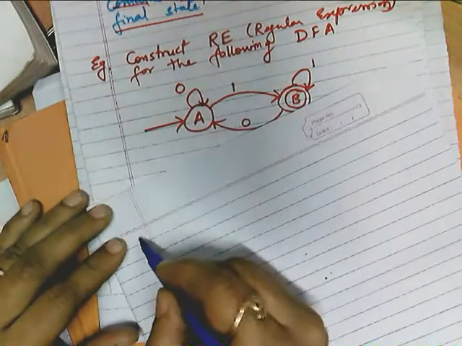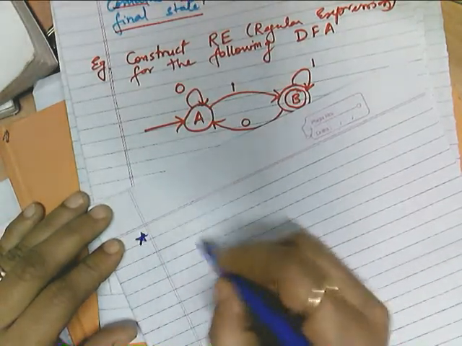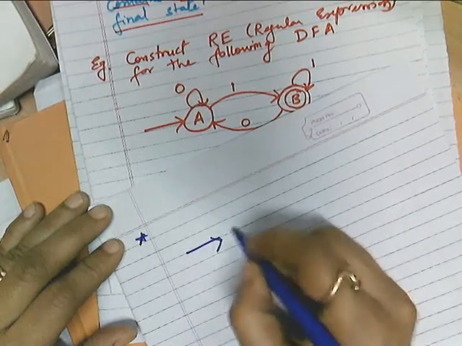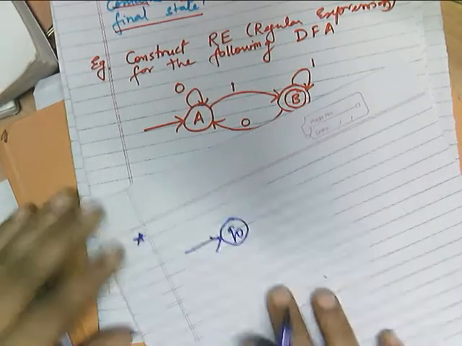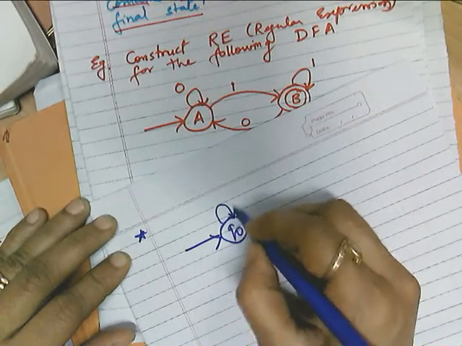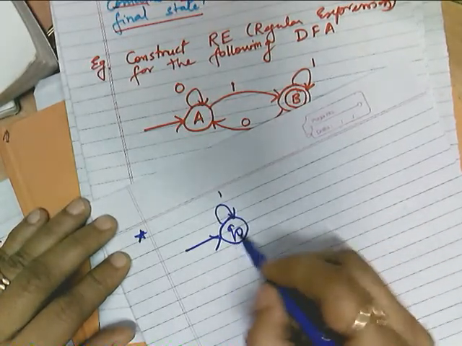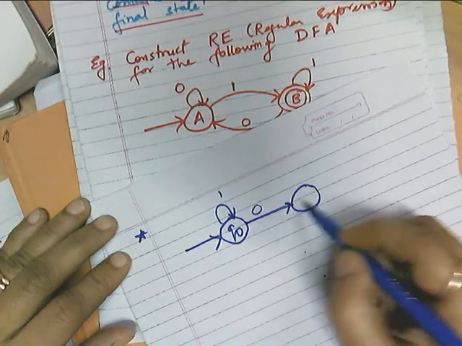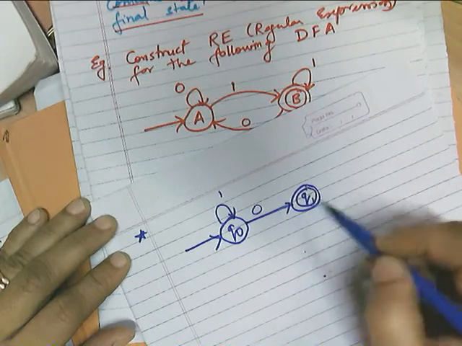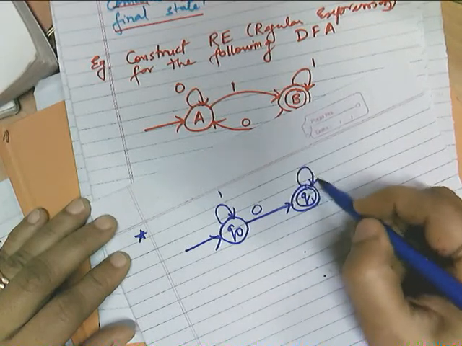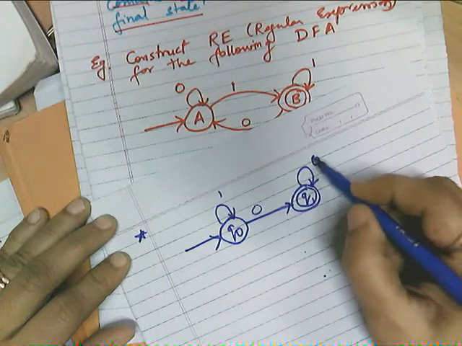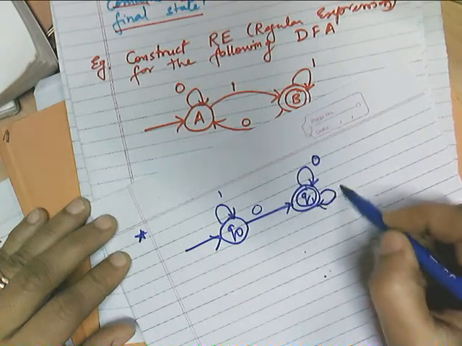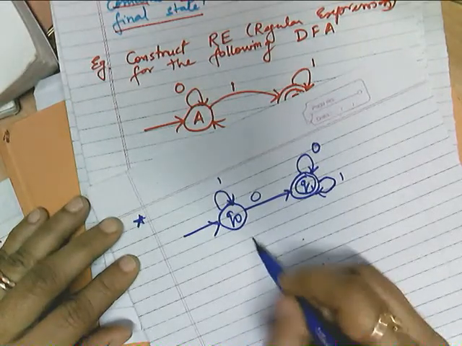So another example is, see this. Here is Q0 with 1, now 0, then the final state Q1. There is a self loop 0, and there is another self loop 1. So this is my given DFA.